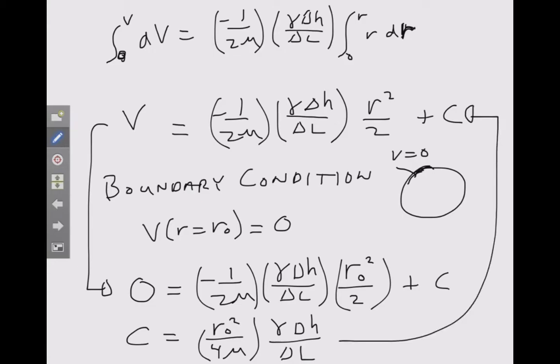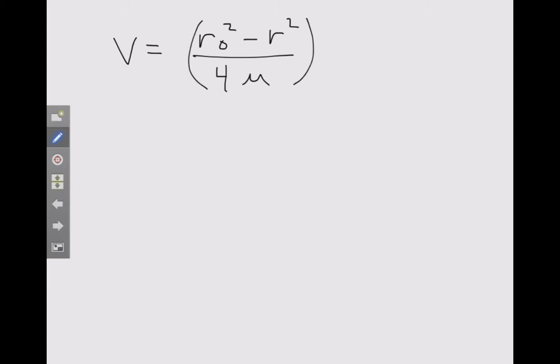Now, when we plug this all back in to this equation, this needs to go back into here. We can see that we're going to have an r0 squared and an r squared, and then pretty much the same stuff multiplied together as a constant out front. So let me go back and let's just go ahead and rewrite this now in terms of v after we plug back in. So v now is r0 squared, and I'm kind of skipping a bit of the math here, over 4 mu, and then we have gamma delta h over delta L.